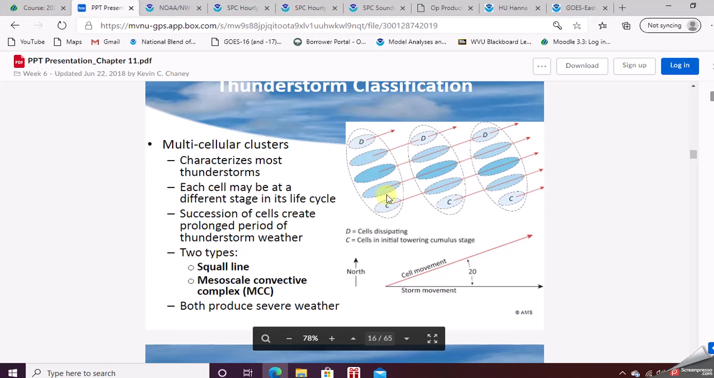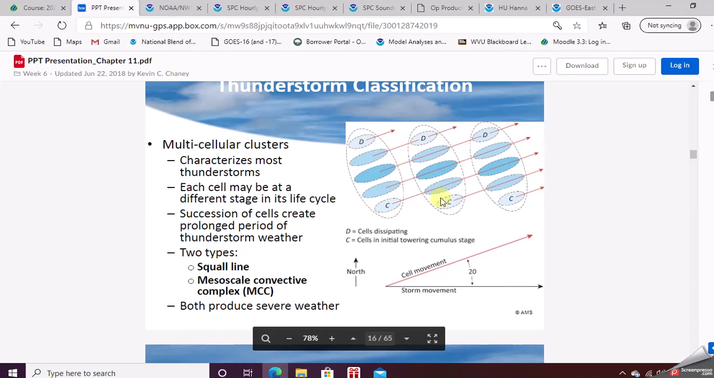What happens is there's a new thunderstorm developing, continues to develop along this at different phases here until the top one here is dissipating. The thunderstorms are actually moving to the northeast.